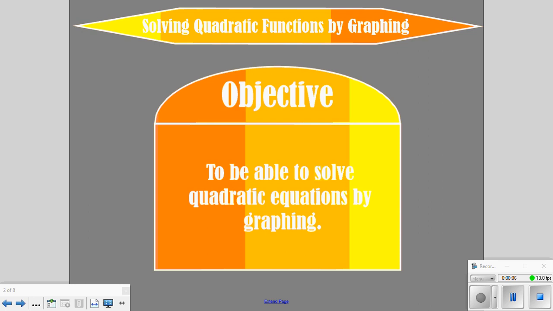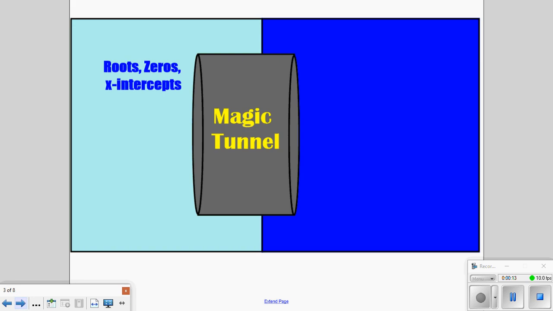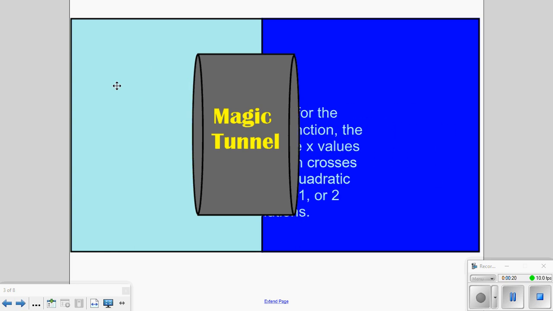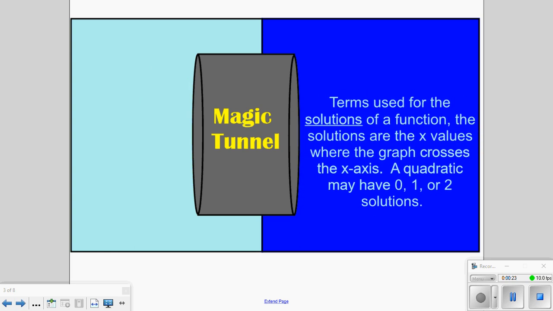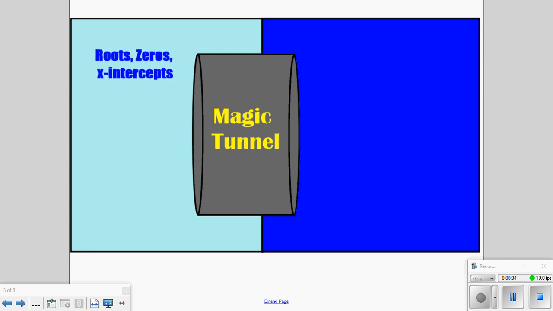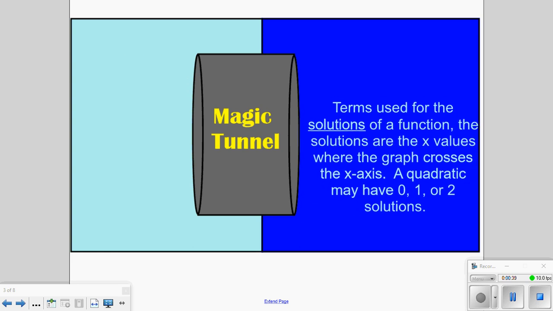Today's objective is to be able to solve quadratic equations by graphing. And today we need to talk about roots, zeros, and x-intercepts. Let's throw this through the magic tunnel here. Those are all terms used for solutions of a function. The solutions are the x values where the graph crosses the x-axis. A quadratic can have 0, 1, or 2 solutions. Once again, those are roots, zeros, and x-intercepts. And that's our definition.